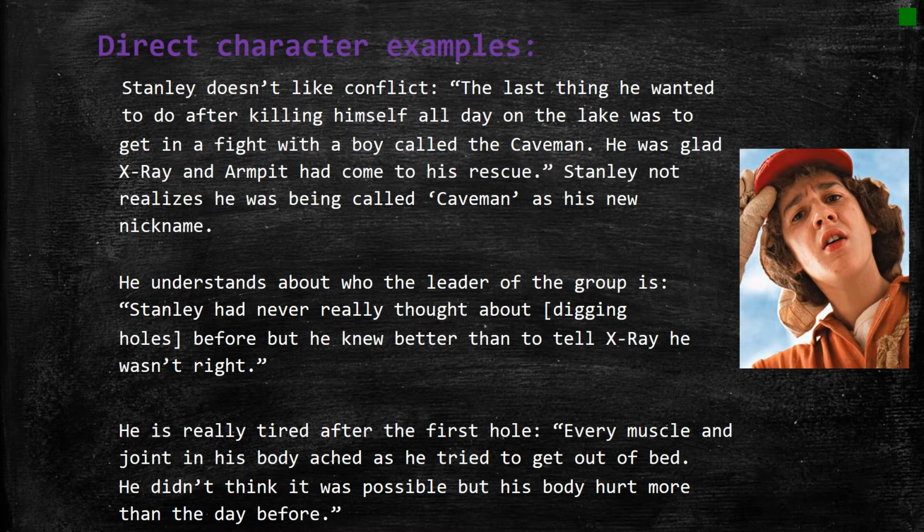Stanley had never really thought about digging holes before. He knew better than to tell X-Ray he wasn't right. He is really tired after the first hole. Every muscle and joint in his body ached as he tried to get out of bed. He didn't think it was possible, but his body hurt more than the day before. Okay, so these are direct ways that the narrator is describing the character of Stanley Yelnats, and they are in quotations. And they're giving you clues about who Stanley is, with lots of adjectives and descriptions.